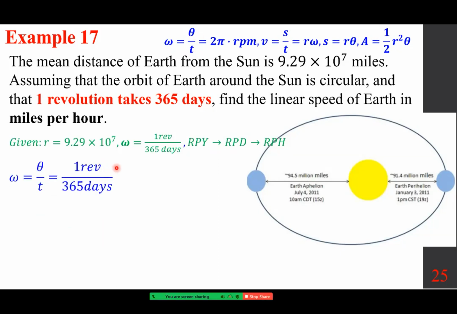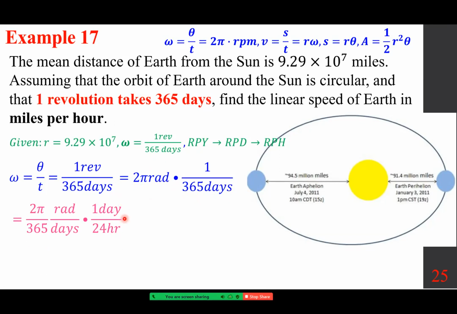which is 1 revolution per 365 days, right? We have a complete revolution. It takes 365, roughly. So 1 revolution is equal to what? 2 pi radians. So we're going to replace the 1 revolution with 2 pi radians. So that's omega: 2 pi over 365 radians per day. Now, 1 day is how many hours? 24 hours. So 1 day over 24 hours.